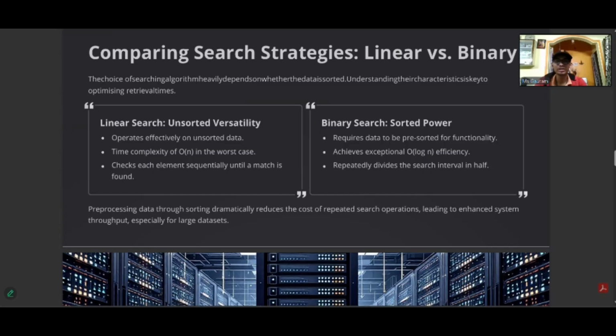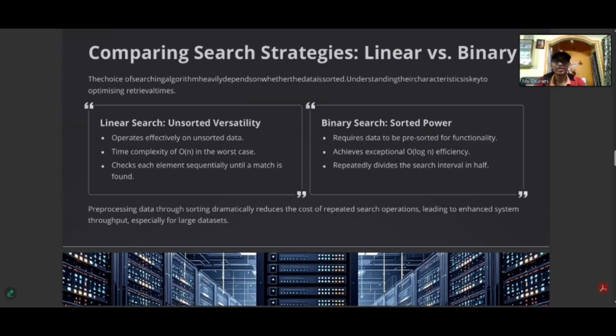In linear search, each element is checked one by one until the required value is found. It works on unsorted data, which makes it simple and flexible. However, its major drawback is performance. In the worst case, it takes O(n) time, meaning the time increases as the data size grows. For small datasets this is acceptable, but for large datasets it becomes very slow.